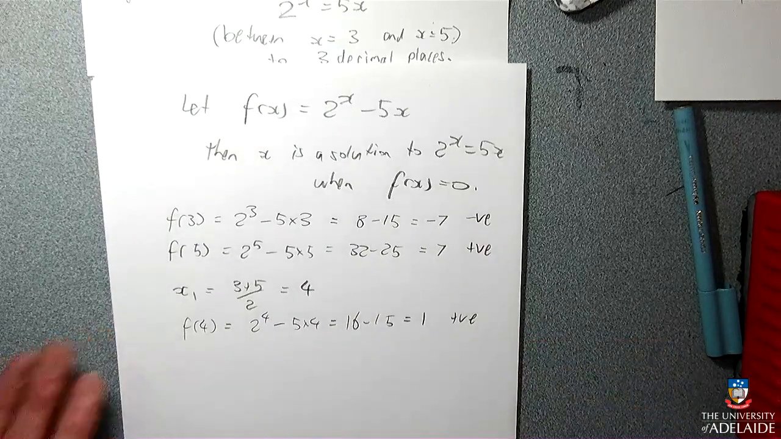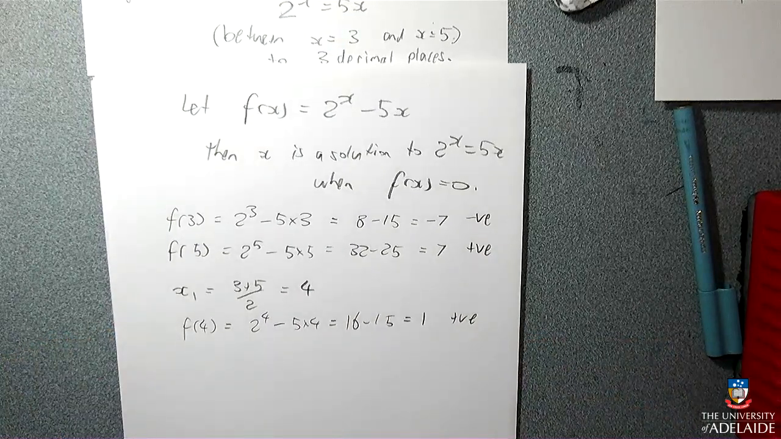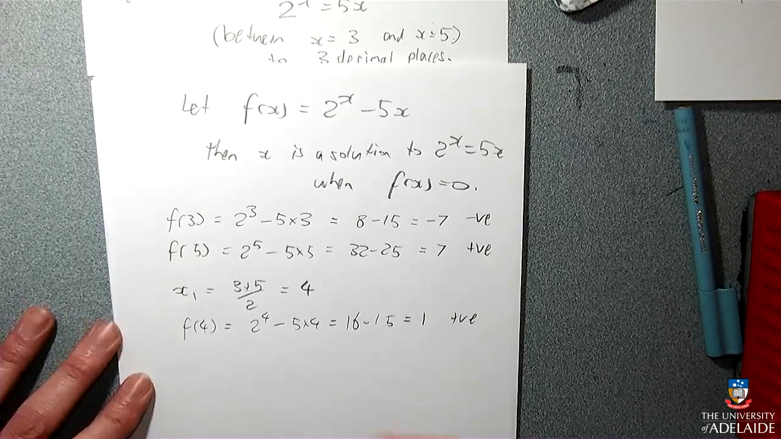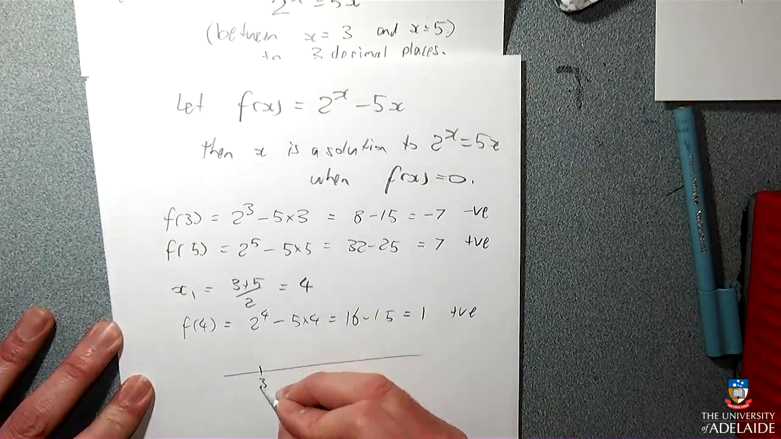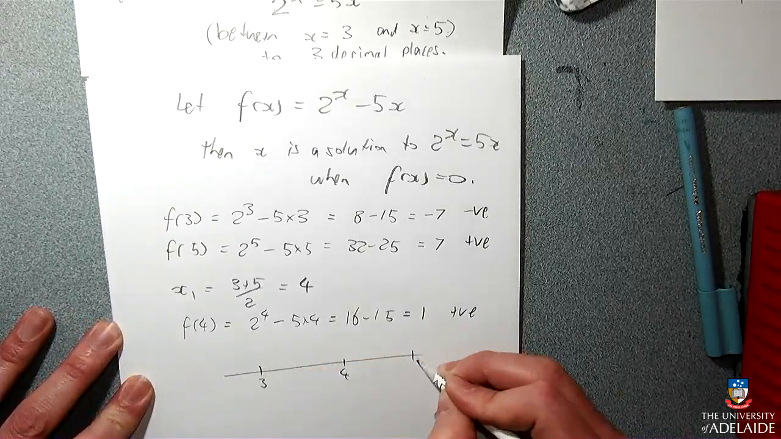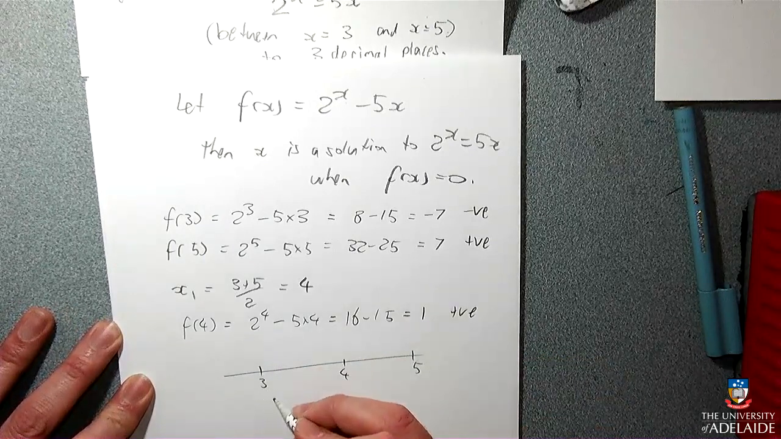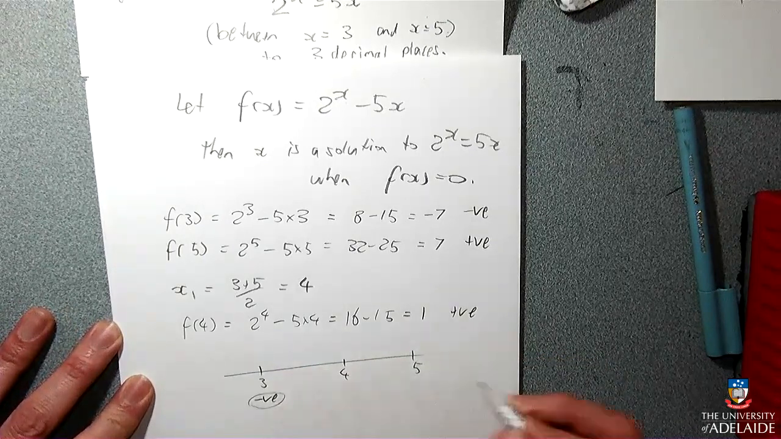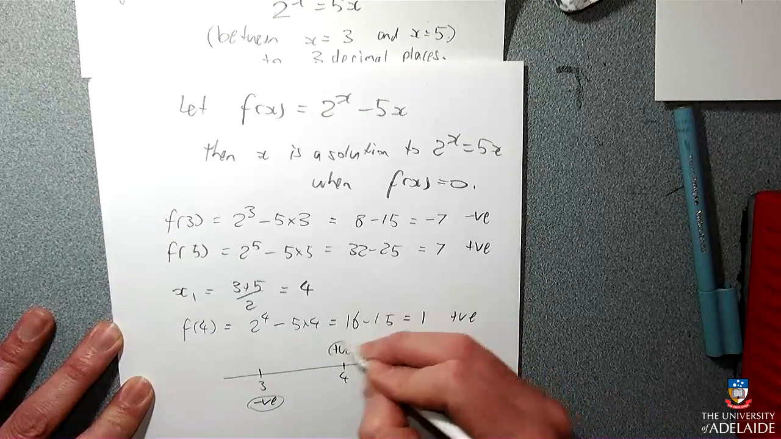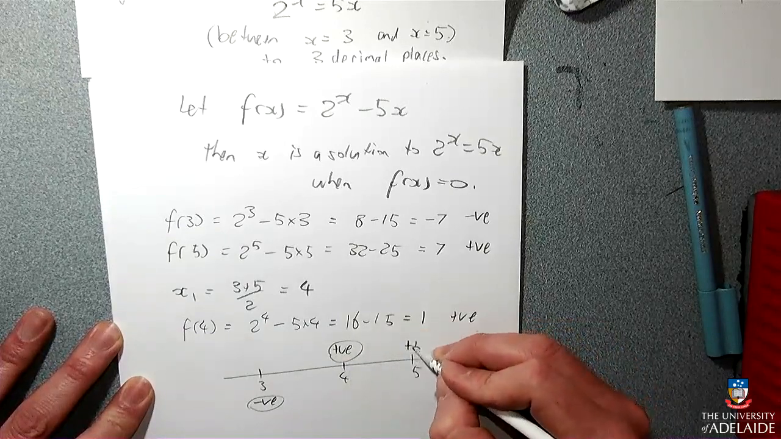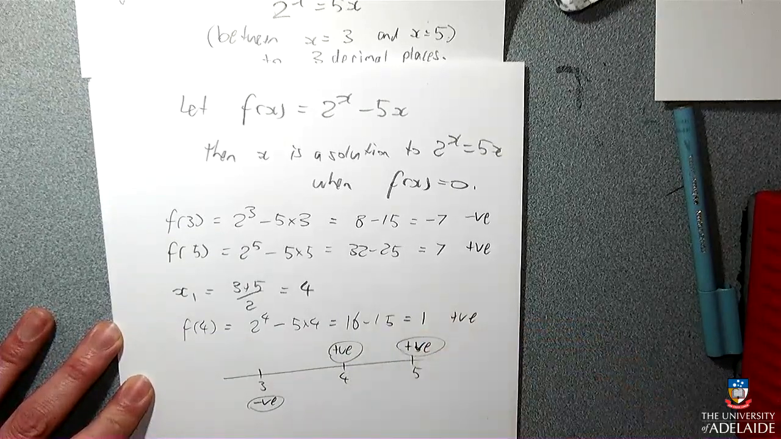Okay, so it's at this point that I would always draw a diagram because it's easier for me to see what's going on here. So what I have here is here at 3, 4 and 5. At 3 it was negative. At 4 it was positive. And at 5 it was positive.